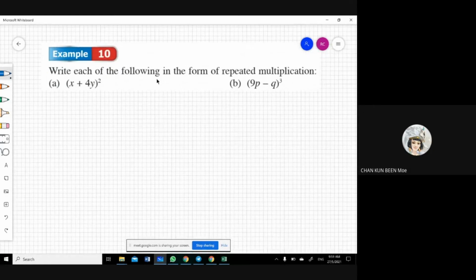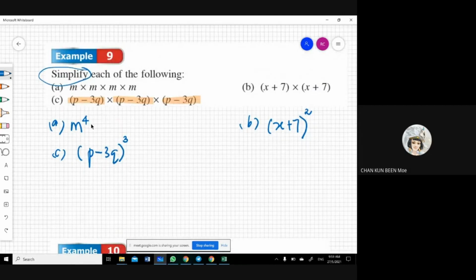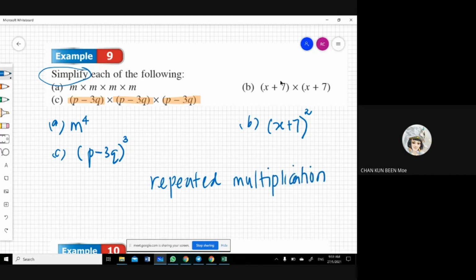Okay, write each of the following in the form of repeated multiplication. Now it's the other way around. Just now we simplified this, and this becomes this. Now we are changing this back to repeated multiplication. All of this, we call it repeated multiplication, because you can see the multiplication sign keeps repeating with the same variable. Okay, you see the multiplication sign. So now we are changing this back to this. Let's look at the question given.